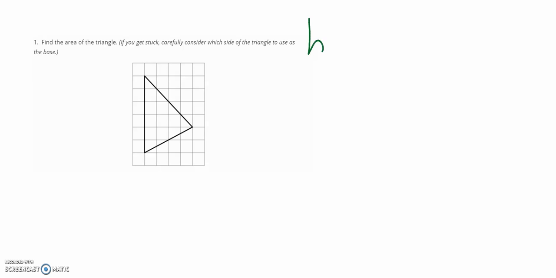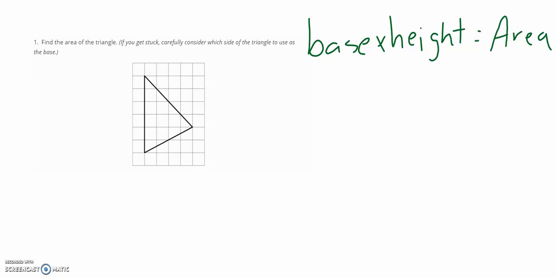We know that base times height equals the area of everything. No, not triangles. But it does equal the area of a parallelogram. This is my drawing of a parallelogram.